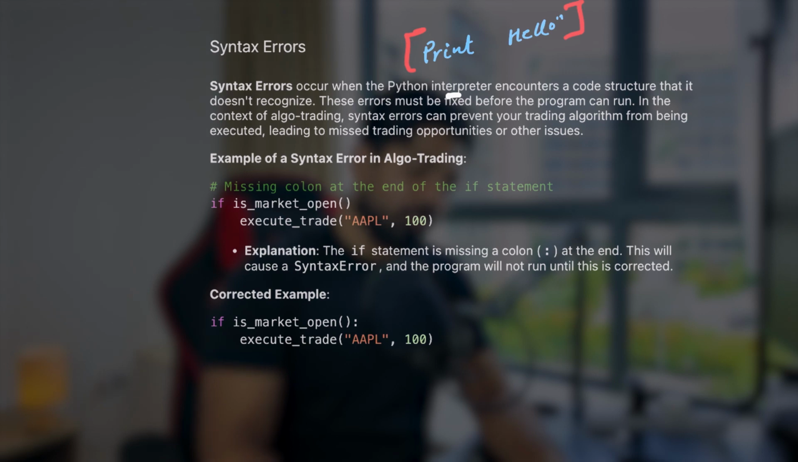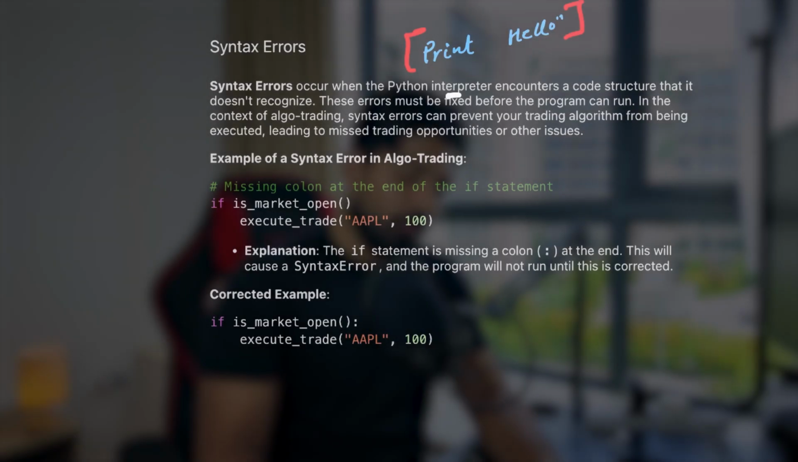In the context of algo trading, syntax errors can prevent your trading algorithm from being executed, leading to missed trading opportunities or other issues. So if you make any syntax error, it might happen that when the opportunity comes, your code throws a syntax error, and it will become a disaster. So make sure that you are not making any syntax error.